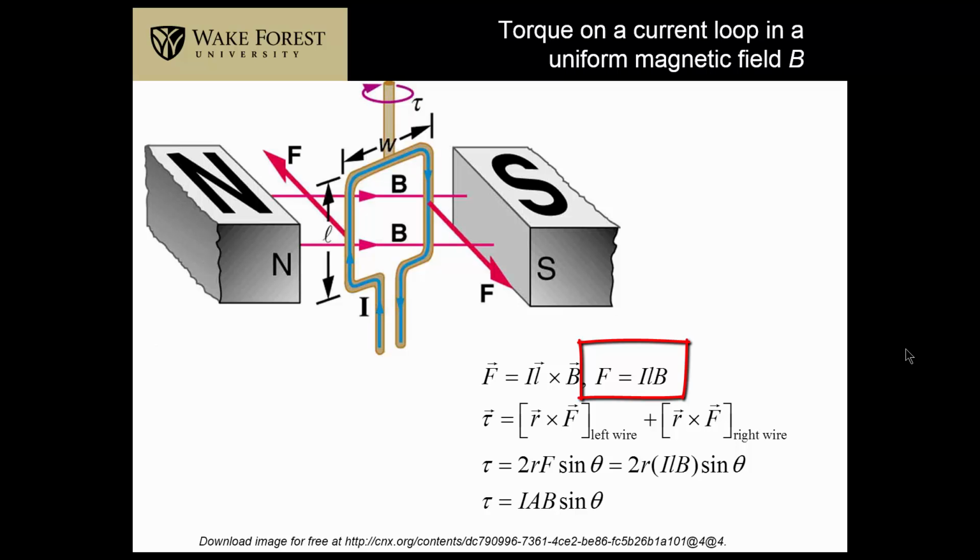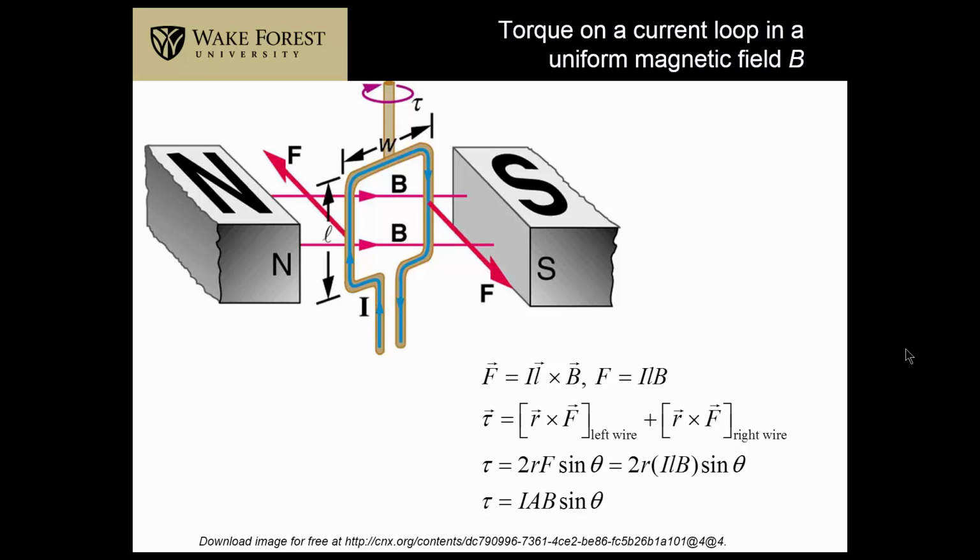Now, the torque. Remember, the expression for torque is R cross F, where R is the distance between the axis of rotation and the place where the force is applied. And so the R in this case will just be W over 2, half the width. And so the torque will be a sum of two torques, the one from the left force and the one from the right force. So we have tau is equal to R cross F on the left wire plus R cross F on the right wire.